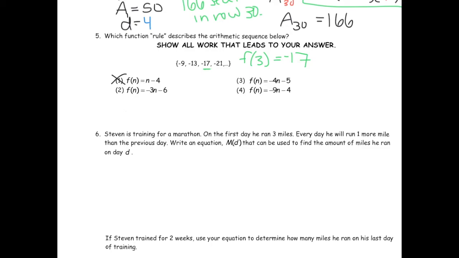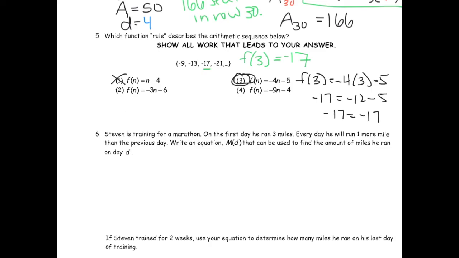All right, so now choice 3. If this is the explicit formula or the rule, that means if I plug in 3 for n, it's going to check out. So I know the third term is negative 17. I have negative 12 minus 5. Is the third term equal to negative 17? It is. So that is the answer.